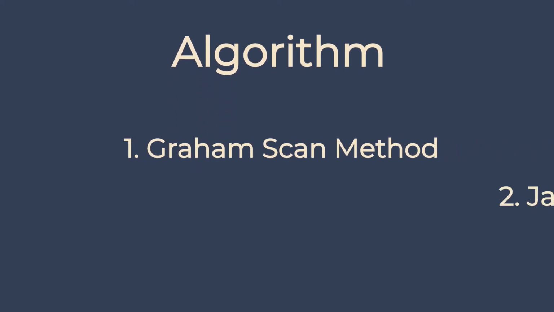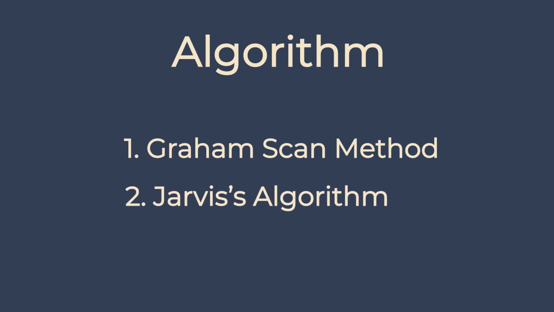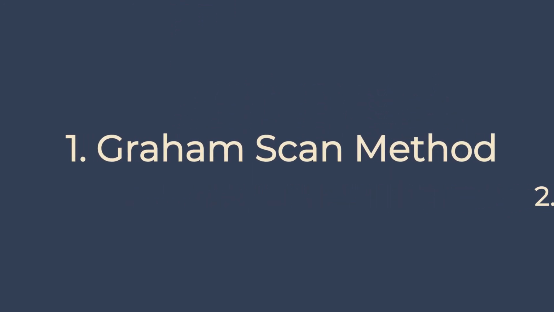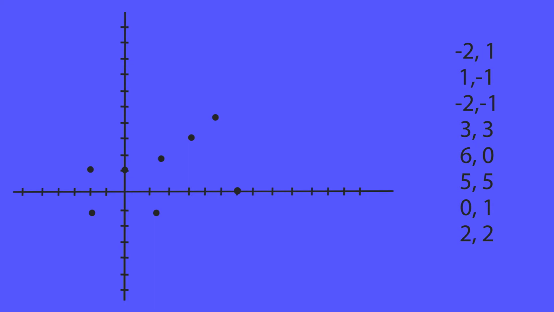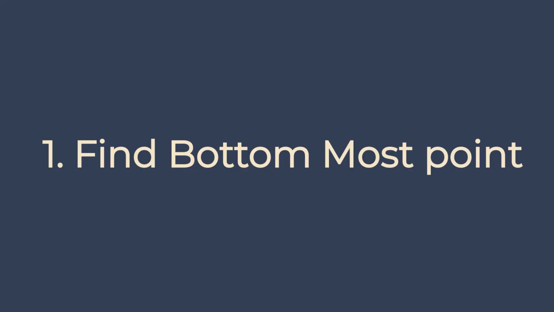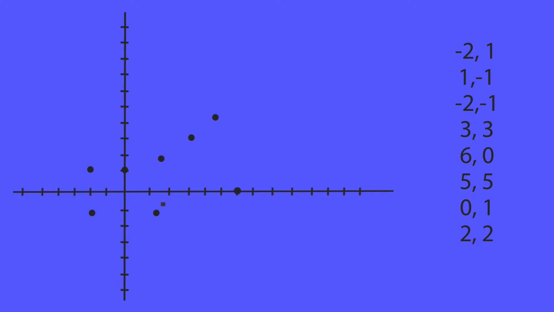Let's now understand the algorithm to create this convex hull. There are two different algorithms, Graham-Scan method and Jarvis's algorithm. In this video, I will explain Graham-Scan method. Let's come back to the previous example. We have an array which contains all the points given on this graph. Step 1 is to find the bottommost point out of all these points. If there are two bottommost points, then we will consider the point which has less x value.